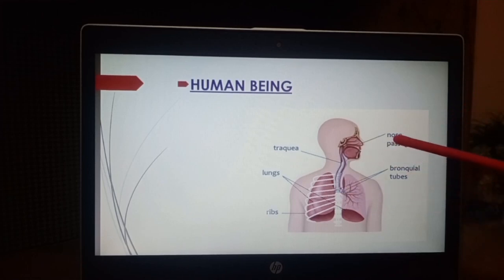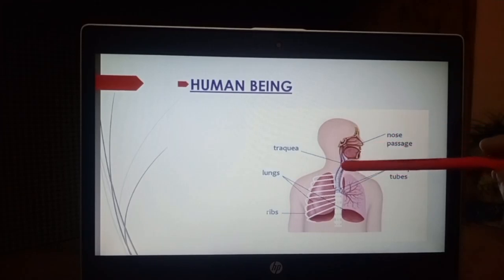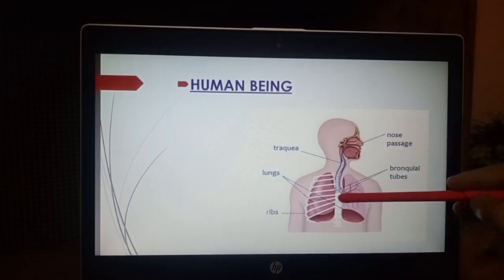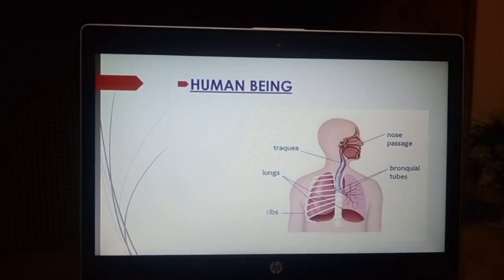So first was the cockroach. In the cockroach, the breathing organs were trachea and spiracles. Second example was fish, and the fish breathing organ was gills. Third one was frog, and the frog's breathing organs were moist skin and lungs. And the last example we took was human beings, and its breathing organs are its lungs. So now students, this topic is completed.